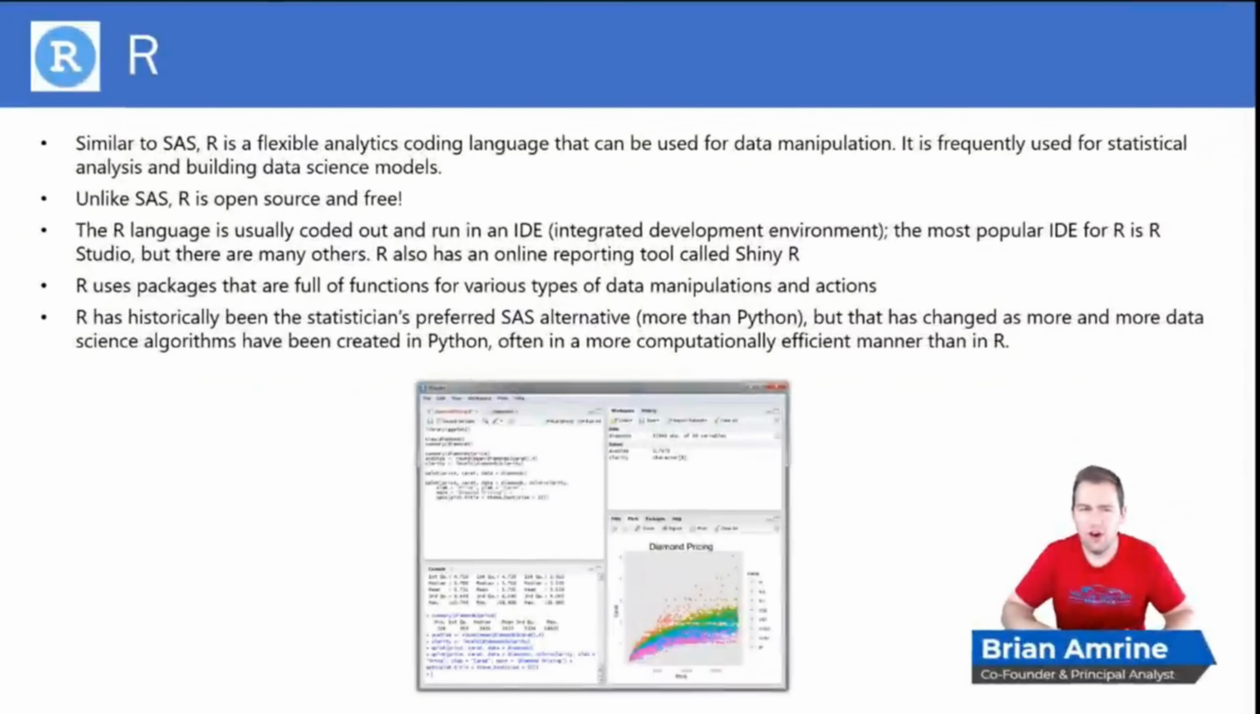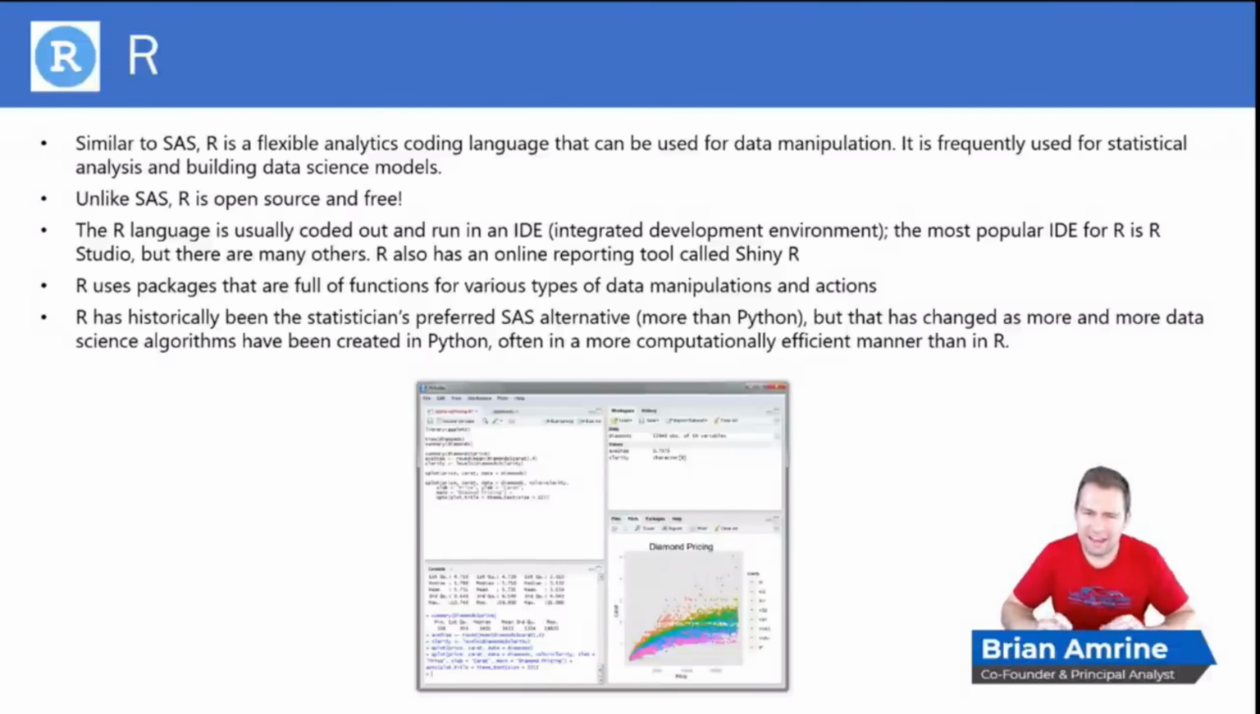Similar to SAS, R is a flexible analytics coding language that can be used for data manipulation and also statistical analysis and building data science models. But unlike SAS, R is open source and free. The R language is usually coded out and run in an IDE, an integrated development environment. And the most popular IDE for R is RStudio, but there are others out there as well. It also has an online reporting tool called Shiny R, which is worth checking out.